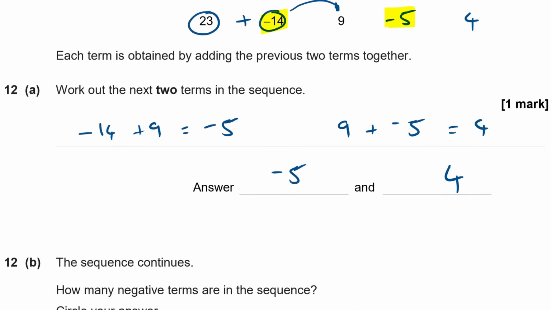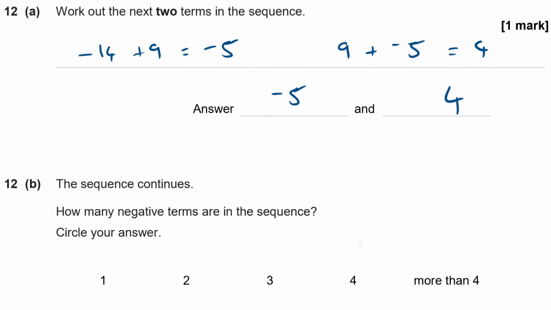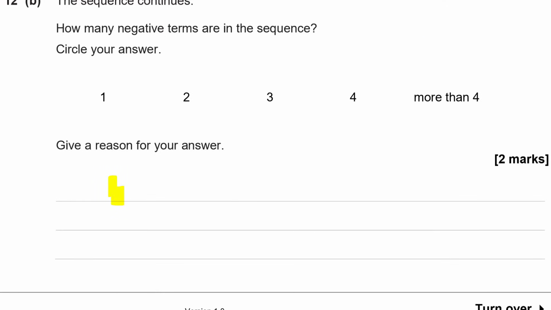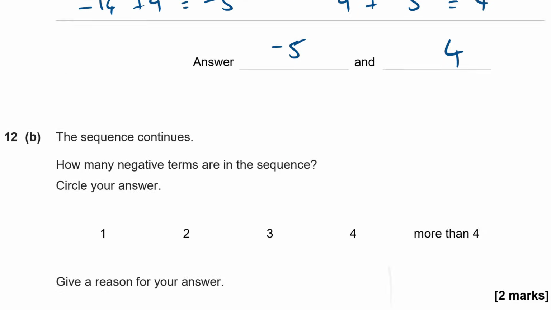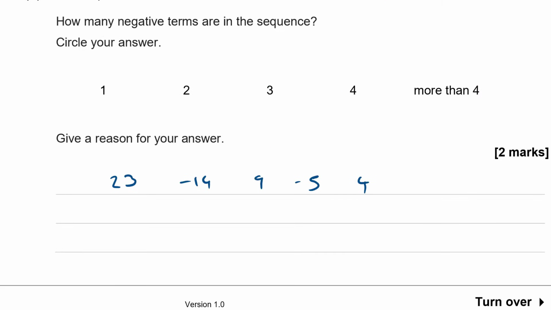So let's just write down the sequence again. 23, minus 14, 9, minus 5, 4. Is that right? Yeah. So what's the next term in the sequence? The next term I'm going to get by adding minus 5 and 4 together. So negative 5 plus 4 is minus 1. So there's at least 3. And my next term after that, I'm going to get by adding 4 and minus 1 together. 4 plus minus 1 is 3.